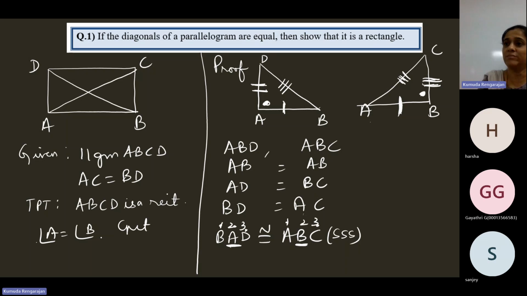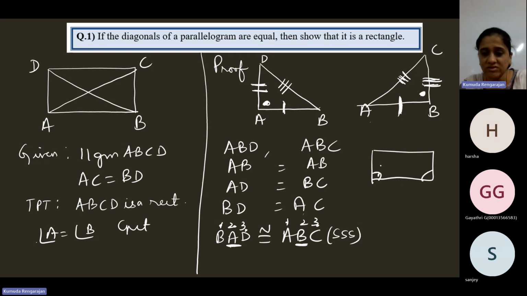But angle A and angle B are adjacent angles of the parallelogram. So they are supplementary. In a parallelogram, adjacent angles are supplementary. That is, this angle plus this angle is equal to 180. So this is angle A, this is angle B. They're equal, but A plus B is 180 because adjacent angles are supplementary. So A plus A is 180 because B is A.